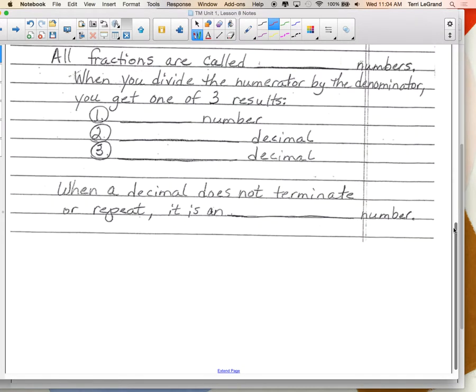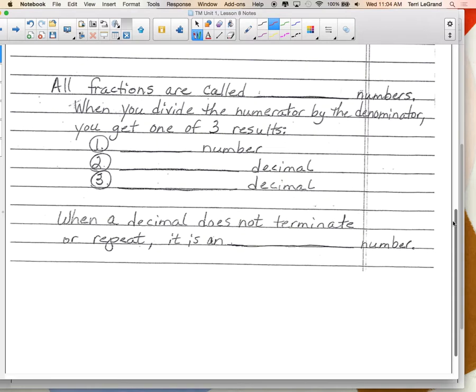Okay, this is really important. We have to make sure that we start learning this, and we understand names for numbers. All fractions are called rational numbers. Okay, fill that in first. All fractions are called rational numbers. You are comparing one number to another, ratio, rational. When you divide the numerator by the denominator, like we've been doing, you'll get one of 3 results. You'll either get a whole number.